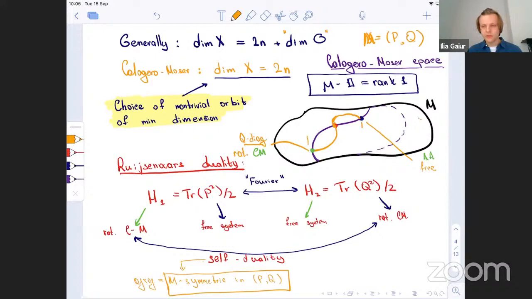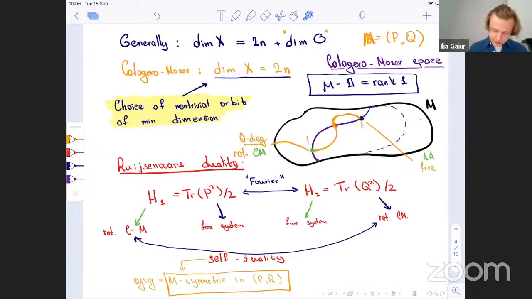So now, what is the Ruijsenaars duality for in such a picture? The Ruijsenaars duality is the following phenomenon. We take two free Hamiltonians, trace P squared and trace Q squared, which are connected by some kind of Fourier transformation. And then we see that they are written on the same phase space. We can take, again, the Calogero-Moser space and do the reduction. And for the first Hamiltonian, we obtain at the green point the rational Calogero-Moser system, as I explained before. And at the blue point, we obtain the free particle system.